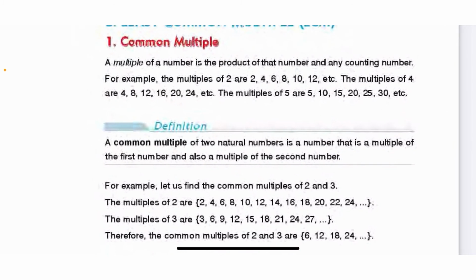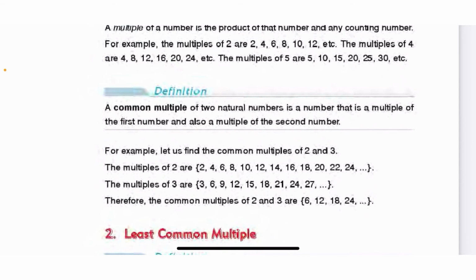Now, the multiples of 2 are 2, 4, 6, 8, 10, 12. Whenever we multiply 2 by some number, we get 4, 6, 8, 10, or maybe 100, right? So all these numbers are multiples of the number 2. For instance, the multiples of 5 are 5, 10, 15, 25, 100, 1000, etc. So the multiples of a number should be greater than or equal to the number itself.